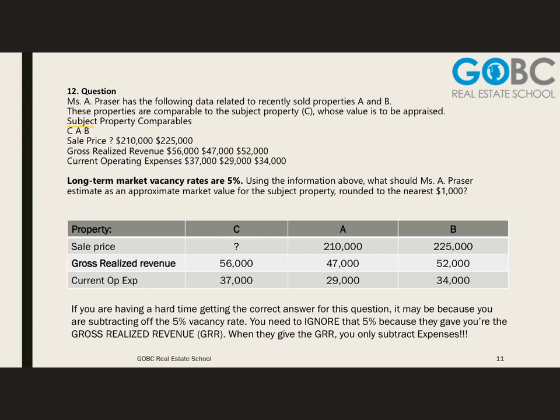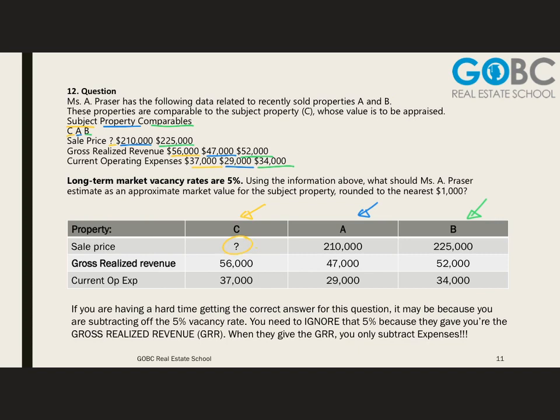Okay, so this one is another one of those weird linear versions for our value information. So they have the subject property, and then they have two comparables after it. So they've got C, A, and B. All of the first values relate to the subject property C, and then the second value relates to comparable property A, and then the last value relates to comparable property B. So comparable property B is there, and comparable property A is there, and our subject property is C here.